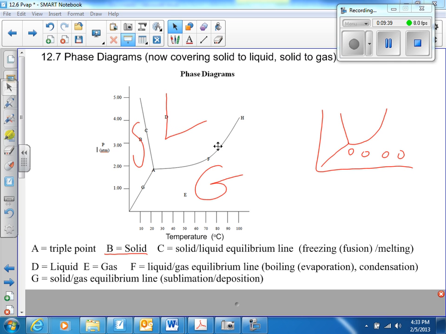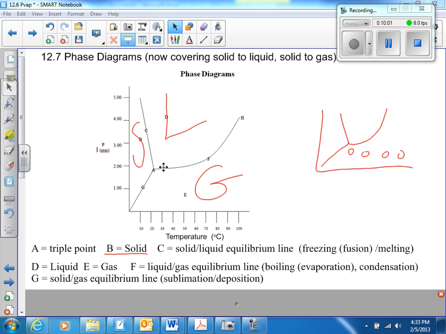So anywhere in here you have only a liquid present. So at 50 degrees, 3 atmospheres, for whatever substance this is, it would be a liquid. 50 degrees in 1 atmosphere, the substance would be a gas. 10 degrees, 2 atmospheres, this substance would be a solid. I hope you are understanding how to read this phase diagram.